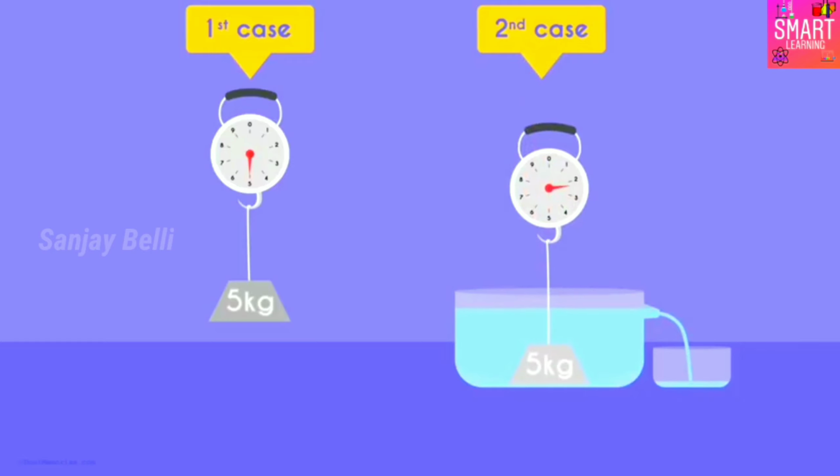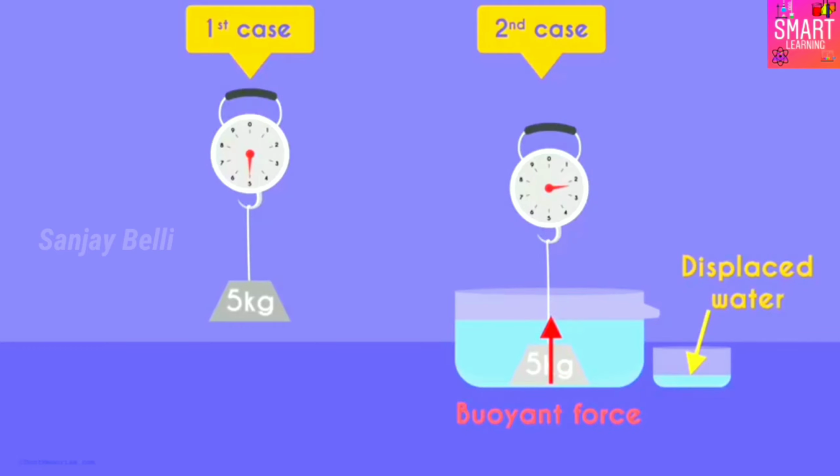And you'll see that the reading will be a lower number as compared to the previous case. Why is that? It's because of the buoyant force acting on the object. You have also noticed that some water was displaced. Now in this context, we can say that the weight of this displaced water is equal to the magnitude of the buoyant force acting on the object.